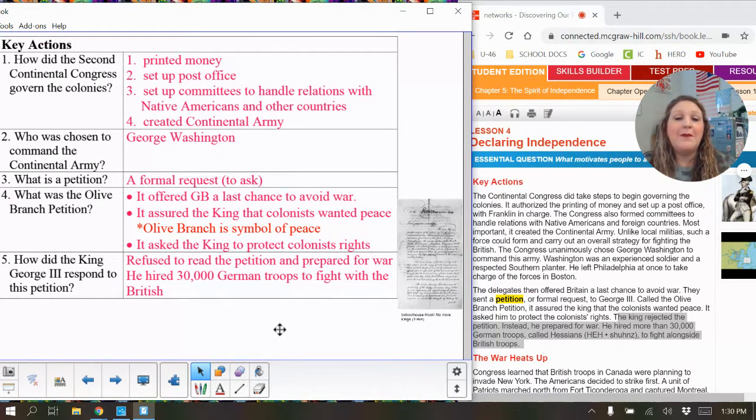He prepared for war by hiring 30,000 German troops who were going to join the British Army, who he already had many of stationed in the colonies. And these German troops are often called Hessian soldiers.